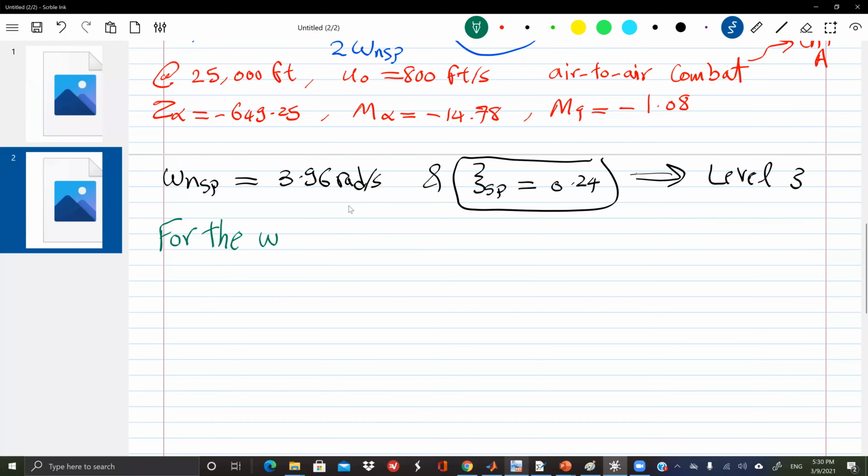So for the worst case, which is this one, let's design a stability augmentation system that achieves level 1 flying qualities. Okay.